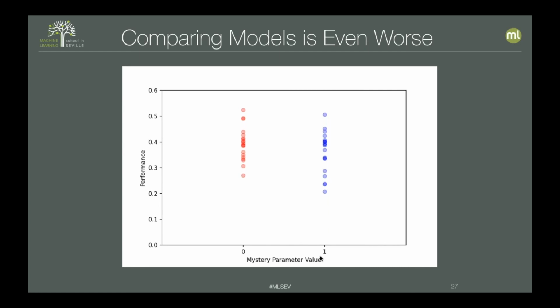And now, if you're like me, you look at those two sets of points and you think, oh, but it looks like we've gotten to the truth, right? Now it looks like the red points are a little bit higher than the blue points, right? So maybe 0 is the right value for this mystery parameter. And if you thought that, you would be wrong in the sense that the mystery parameter in this case is just the first digit of the random seed that I'm using. And so again, I've got a completely meaningless parameter.